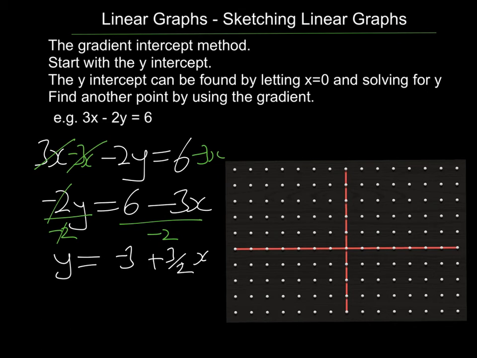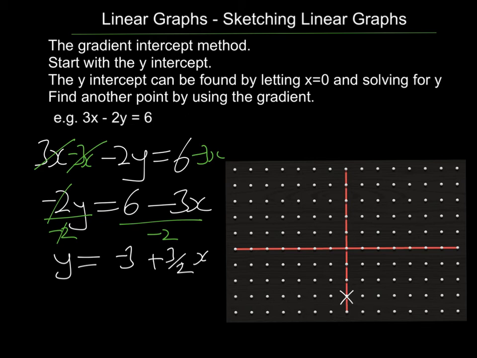So that means that the y-intercept is -3 because it's here, and the gradient is 3 over 2. These two are back to front than what we've normally seen, but because the 3 over 2 is next to the x, it's the coefficient of the x, it's the gradient. So let's plot the -3 first, so that's down here. And to get another point, I can use the gradient. Now because it's 3 over 2, the rise over the run is 3 over 2. So I'm going to use that to find the next point.